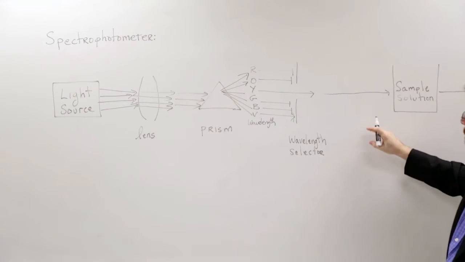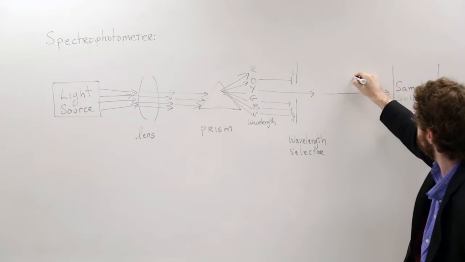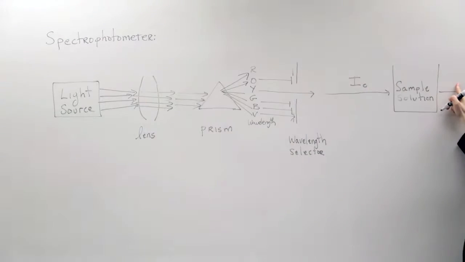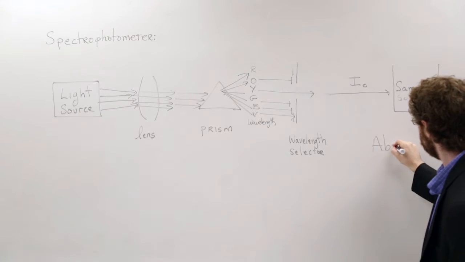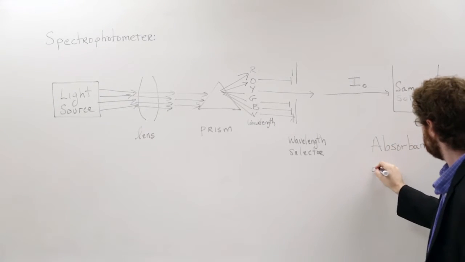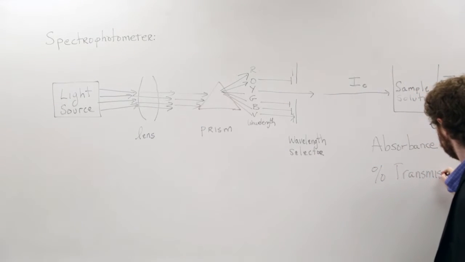The machine compares how much light goes into the sample, which we'll denote as I sub 0, and the amount of light that passes through the sample, and we'll denote that I sub t. Spectrophotometers can make two measurements. They can make an absorbance measurement or a percent transmission measurement.